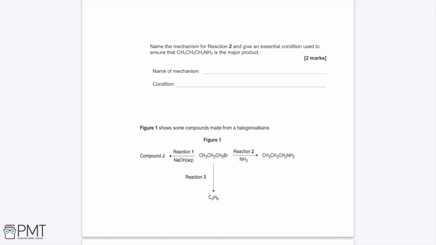In this question, we are asked to name the mechanism for reaction 2 and give an essential condition used to ensure that CH3CH2CH2NH2 is the major product for 2 marks. So if we look at figure 1, we can see that reaction 2 uses NH3 to convert a halogen alkane into an amine.